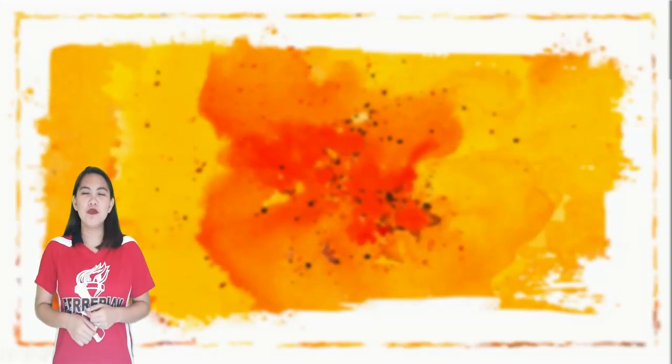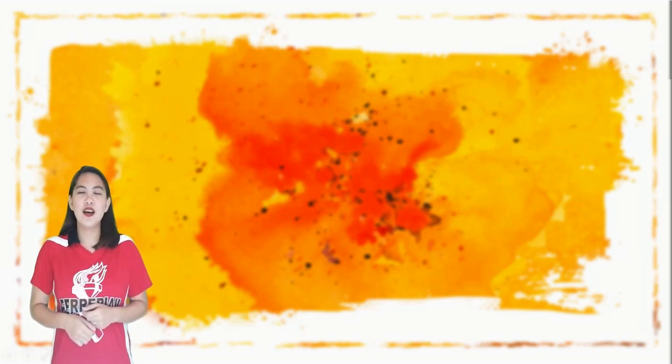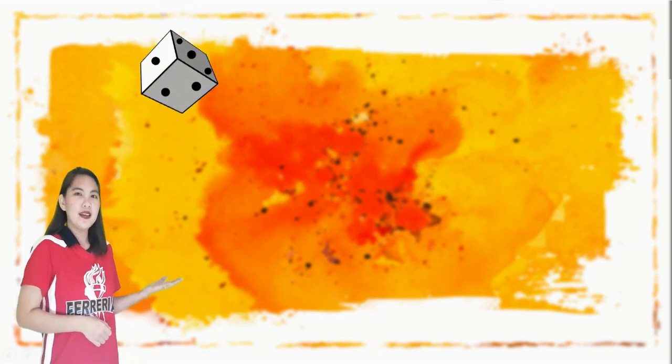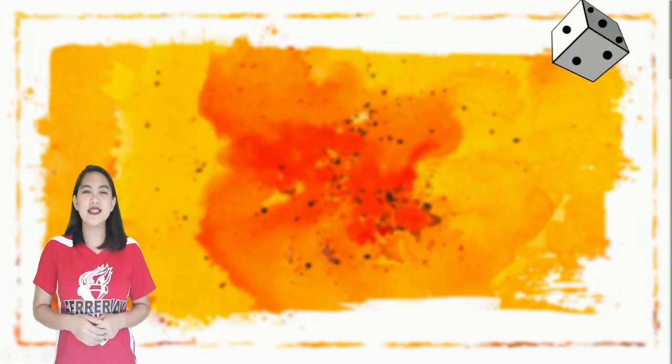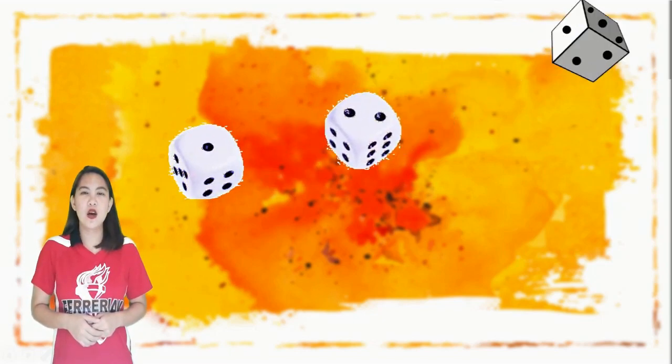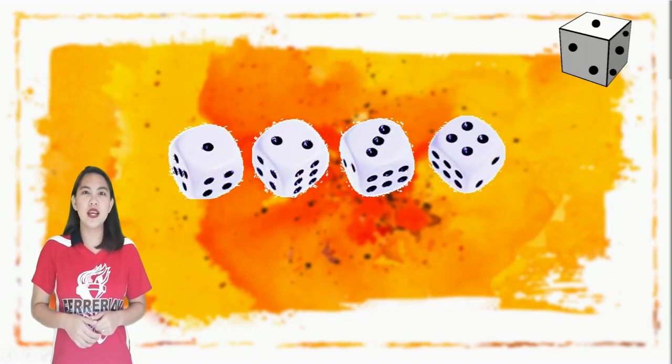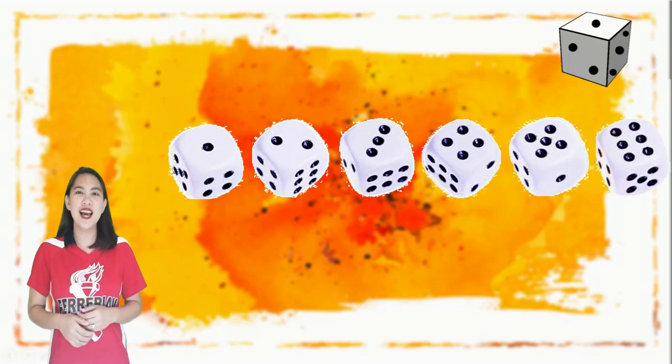Let's see an example of an event that is unlikely using something a little more complicated than a coin. Take a look at the die. A standard die has 6 sides numbered 1 to 6. When you roll it, any of those sides is just as likely to come up as the other.